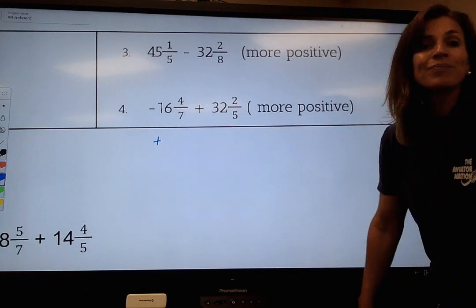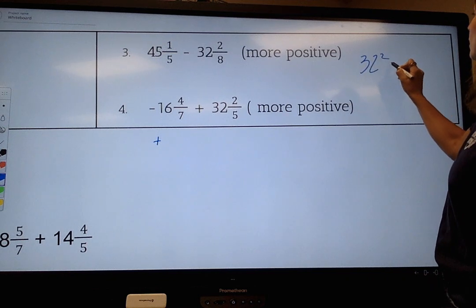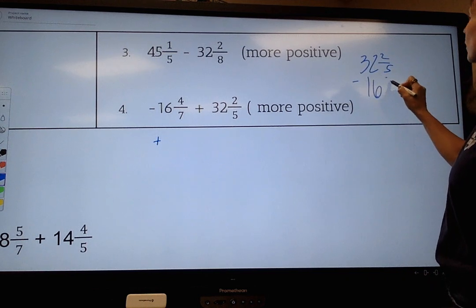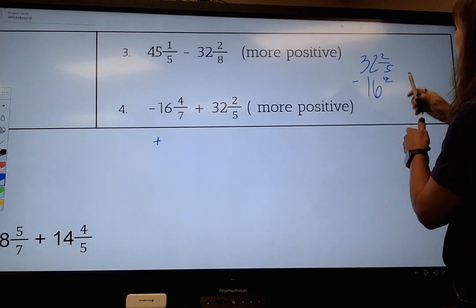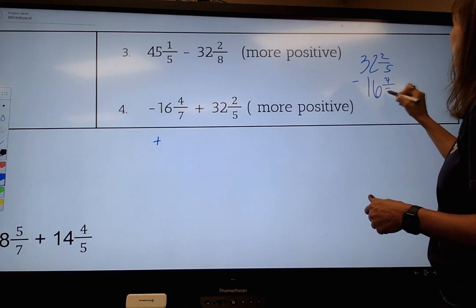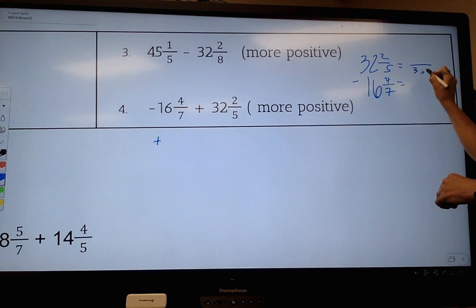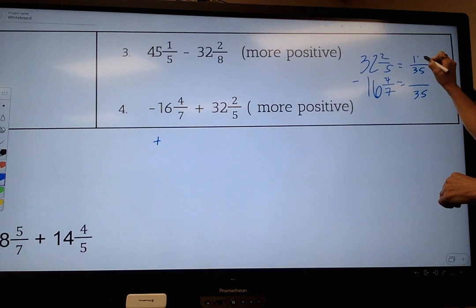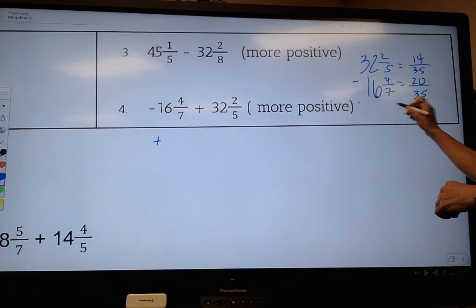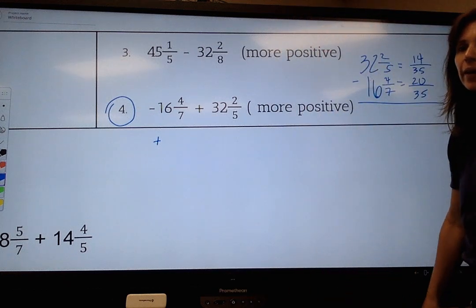And now what do we do? We always take the big number minus the small number. And because the signs are different, we take the difference. So, common denominator, 5, 14, and 20. All right, now I want you to circle this one, okay?